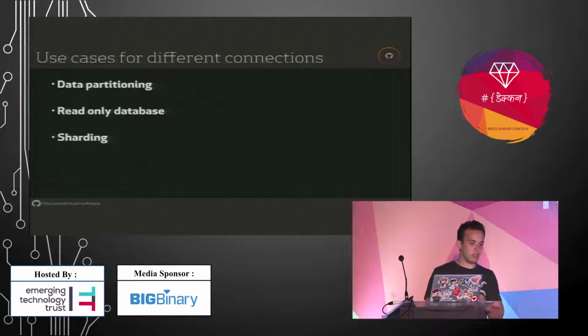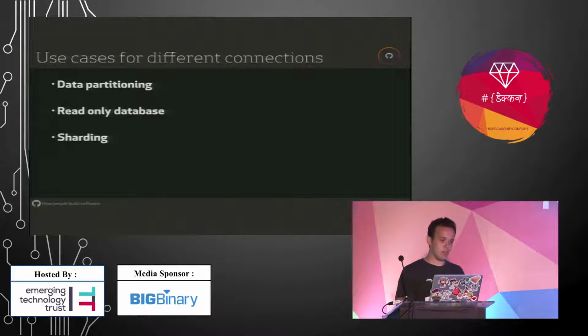So here are a few different use cases for using different connections. Those are three different use cases. The first one is data partitioning. So what is data partitioning? Let's say you're building Twitter.